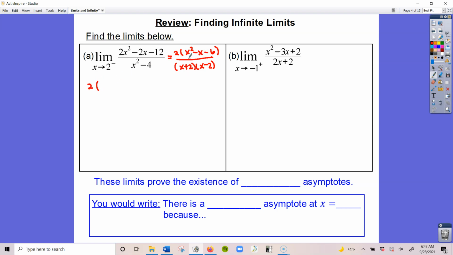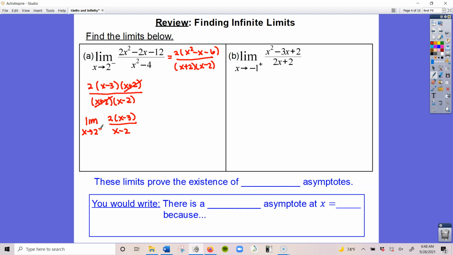X squared minus x minus 6 can be factored as x minus 3, x plus 2, over x plus 2, x minus 2. So we can cancel out these x plus 2's. So now what I have is the limit as x is approaching 2 from the left of 2x minus 3 over x minus 2. Now, if I plug in 2, I still end up with 0 in the denominator. That must mean that we have a vertical asymptote.